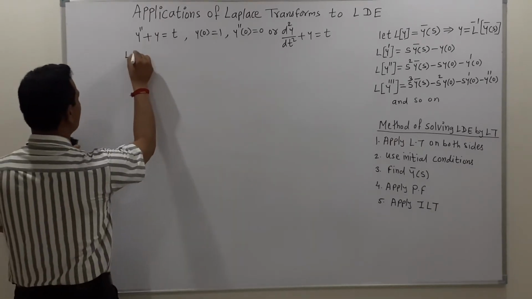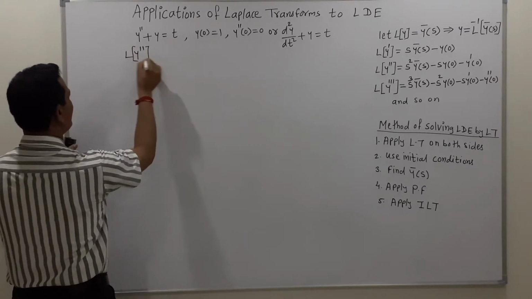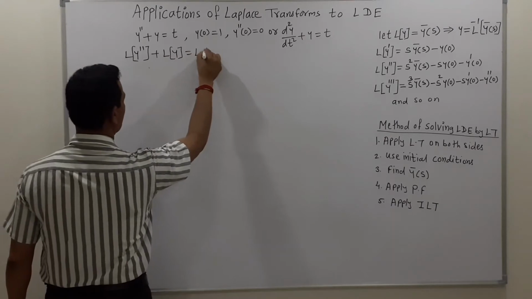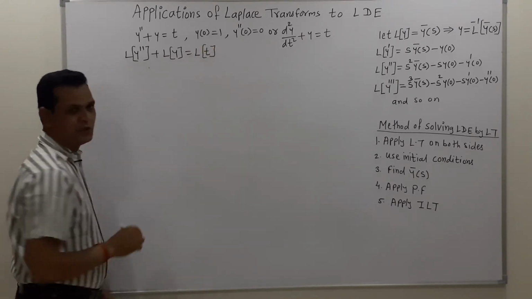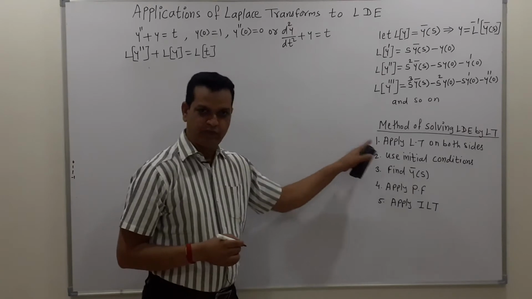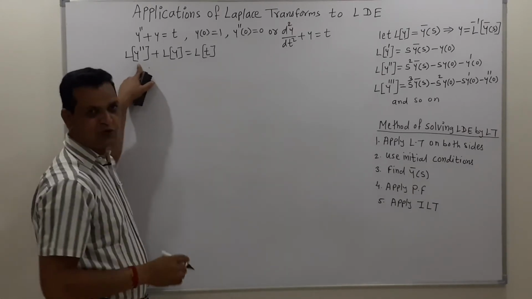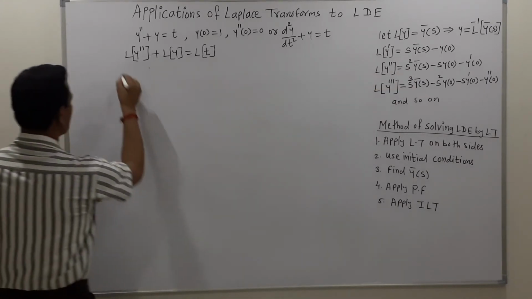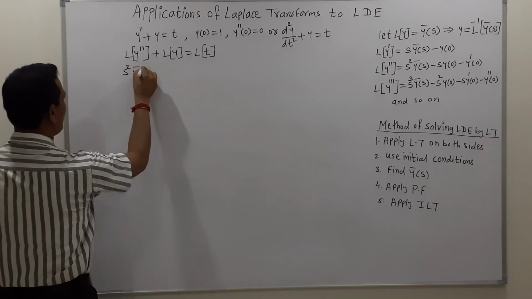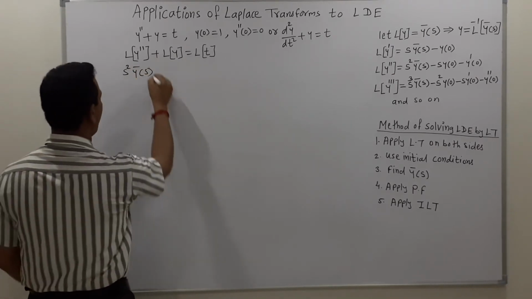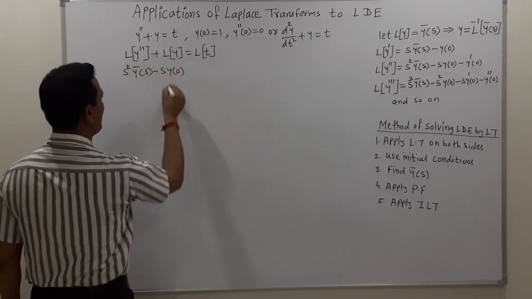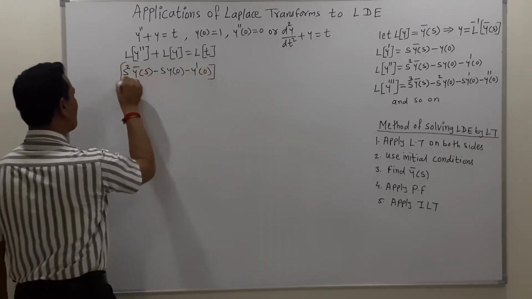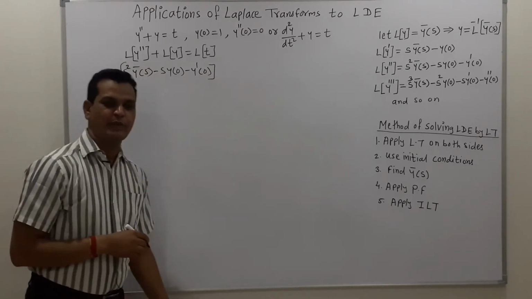So we get this as Laplace transformation of y double dash plus Laplace transformation of y is equal to Laplace transformation of t. So now this is because of the first step. Now we know that Laplace transformation of y double dash is given according to this formula as s square y bar of s minus s into y of 0 minus y dash of 0.